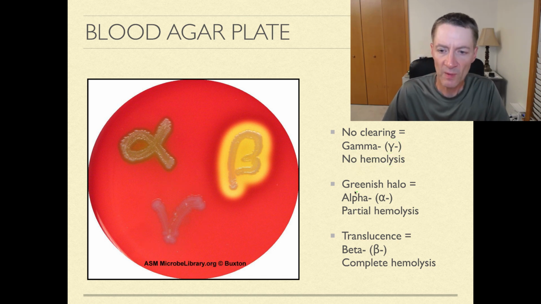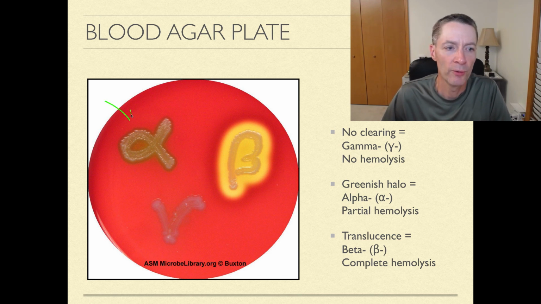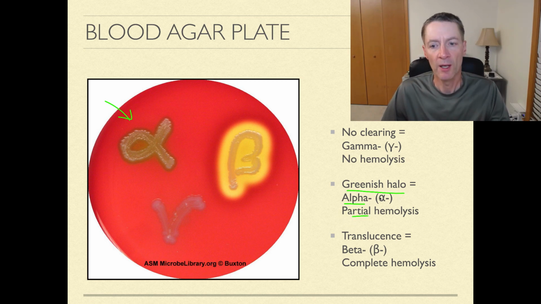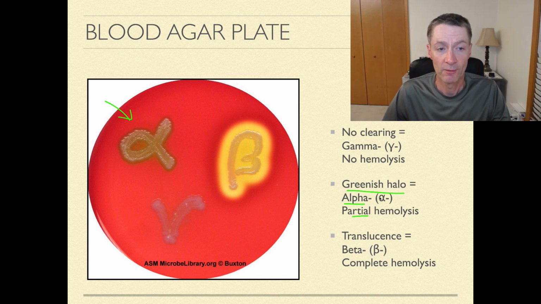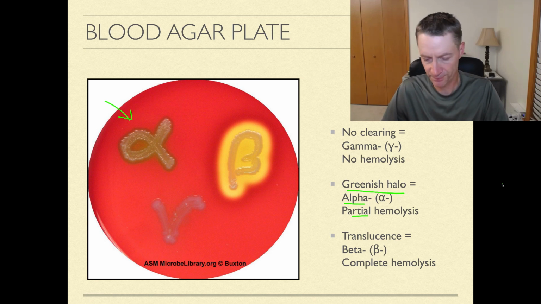All right, let's move up here to the upper left side of the plate. We have kind of a greenish bruised look. It's kind of a greenish, sometimes brownish look to the medium underneath and around the growth. And this greenish halo tells us that it's alpha or partial hemolysis. These alpha hemolysins only partially break down red blood cells, and this is the greenish color that we get. Okay, so we'd say this is alpha hemolysis.